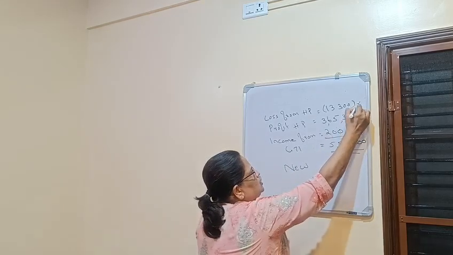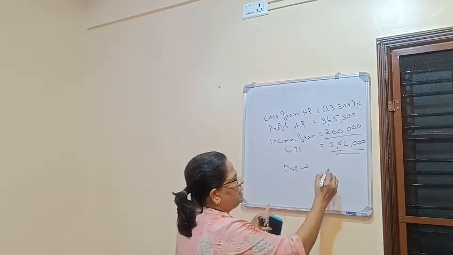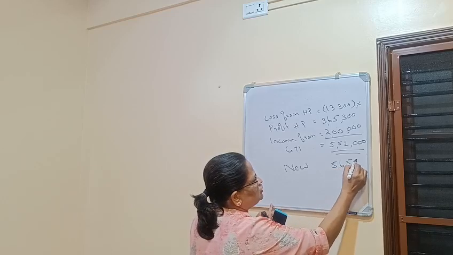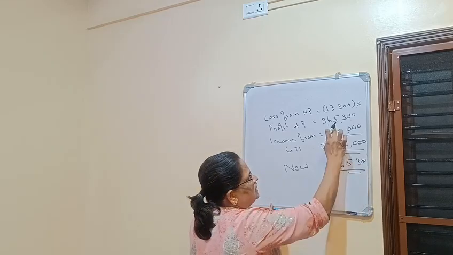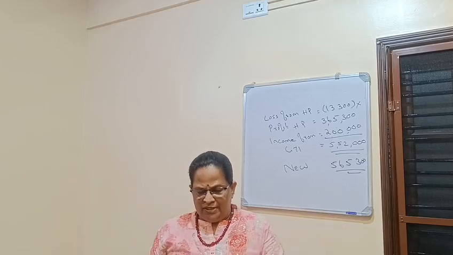This will not be there. This value will be nil. That means the total as per the new scheme will be 5,65,300. That is 3,65,300 plus 2 lakhs. So this is the first problem.